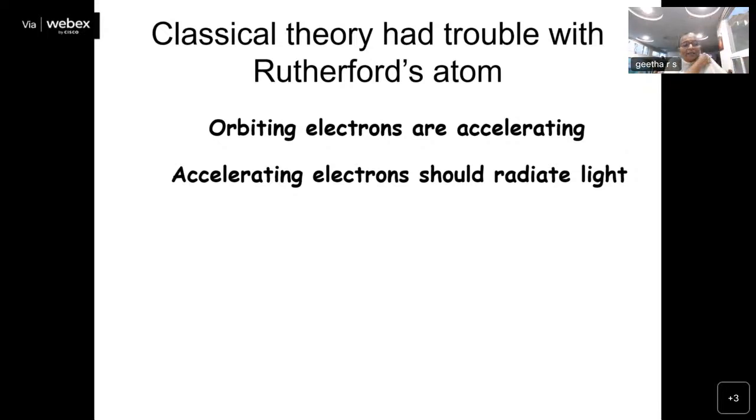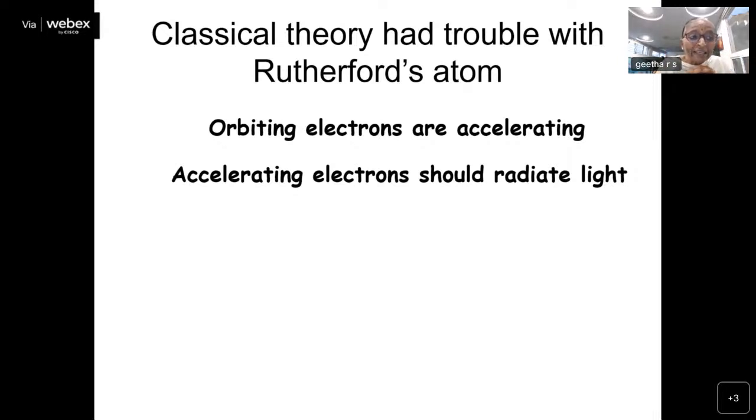Classical electromagnetic theory tells you that whenever a charged particle is accelerating, see, in a circular orbit, every point it is changing its direction. When its magnitude changes or its direction changes, it is being accelerated. Therefore, electrons are being accelerated now. This is Rutherford's model I'm talking about. So it should radiate energy.